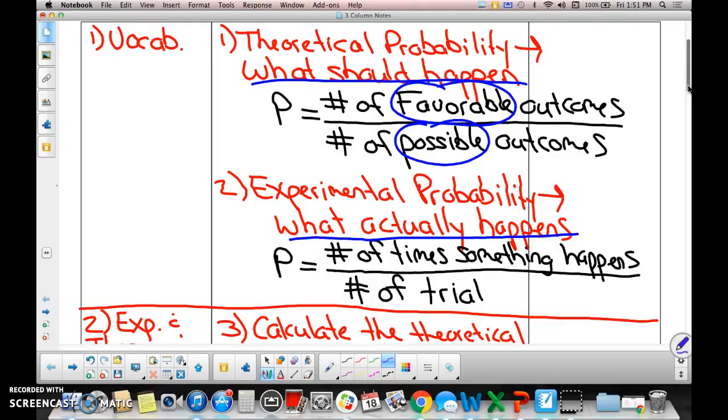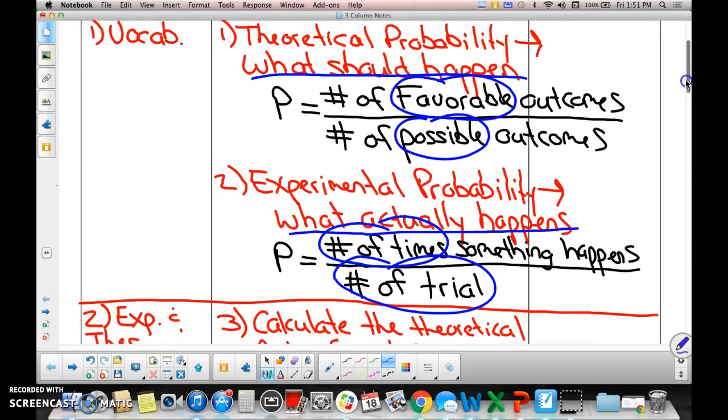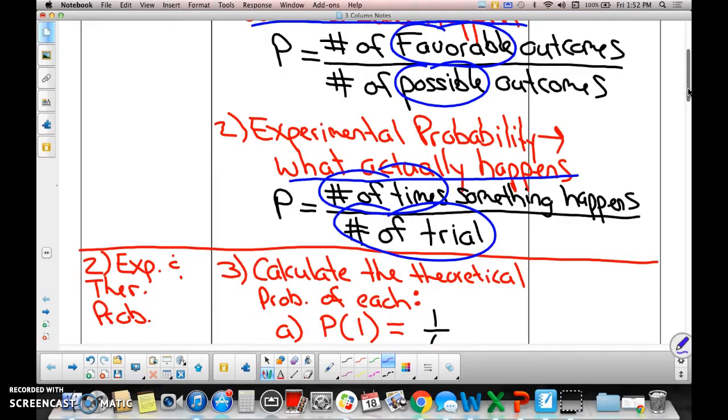The formula for experimental would be the number of times something takes place, so the number of times over the number of trials. Okay? So if you do an experiment 1,000 times, would the denominator be 1,000 for experimental probability? Yeah. If you did it twice, would the denominator be 2 for experimental probability? Yeah. Yes. Yes and yes.